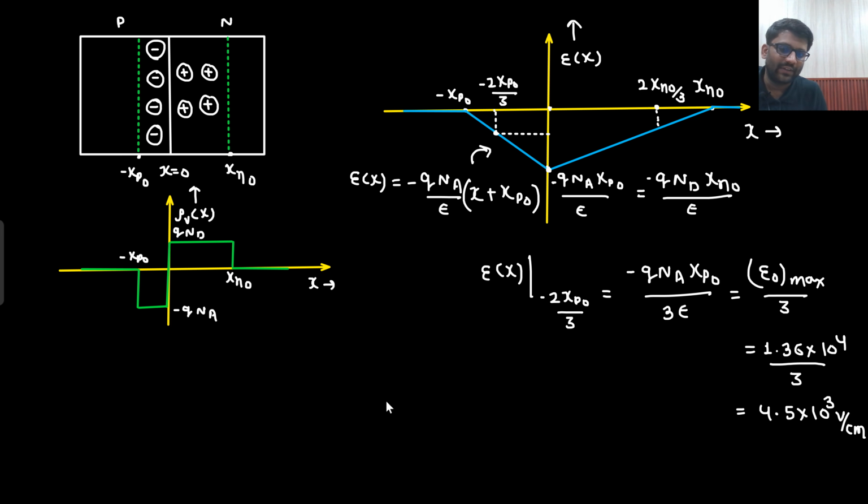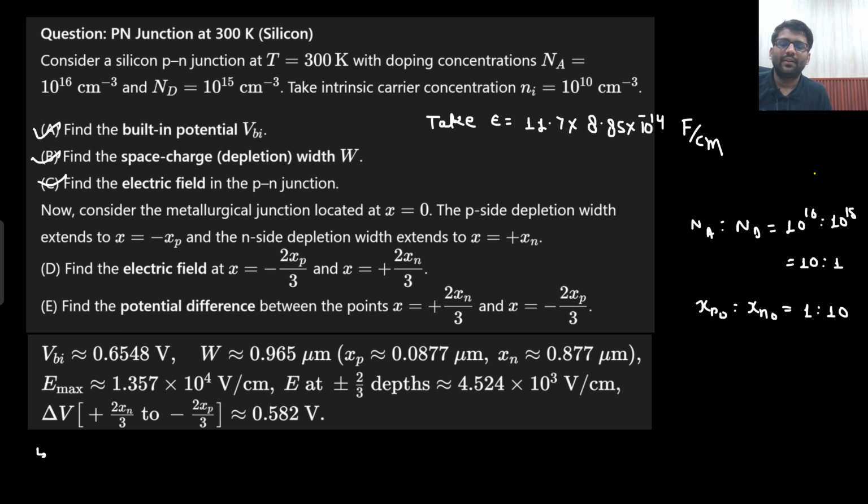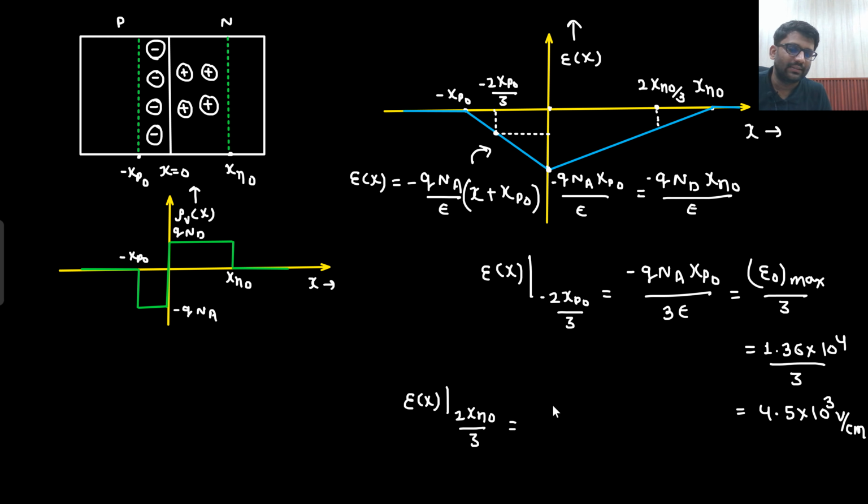So again, if they are asking me the electric field at 2x naught by 3, this is where they are asking, right? 2x naught by 3. So that would also come out to be the same, right? That would also be E naught max divided by 3 only. Otherwise, what other guys can do, they can write down the equation.